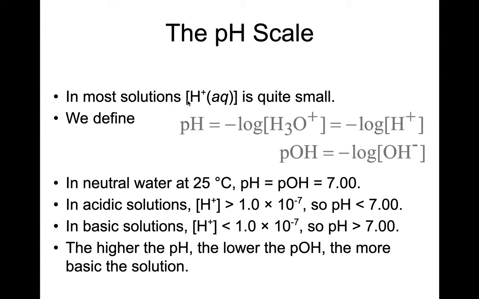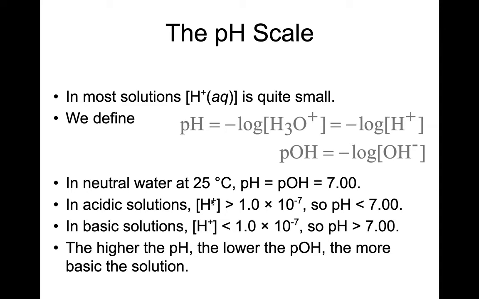So in most solutions, the actual concentration of hydrogen ions is fairly small. That's why we use the log scale. And we saw this yesterday. Our pH equation is the negative log of the hydronium ion or of the hydrogen ion. Like we said, these are interchangeable. Whereas the pOH scale would be the negative log of the hydroxide ion concentration. And we know that water has a pH of 7. It also has a pOH of 7.